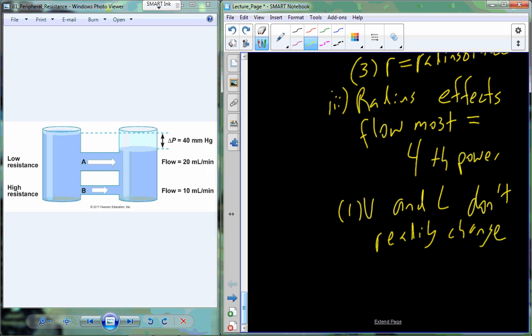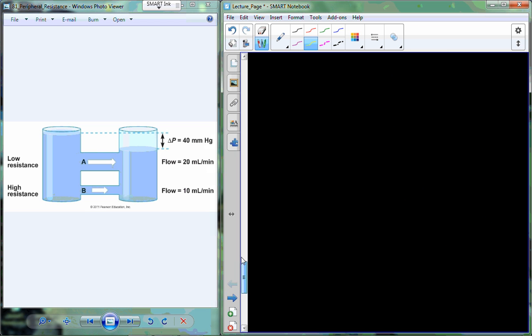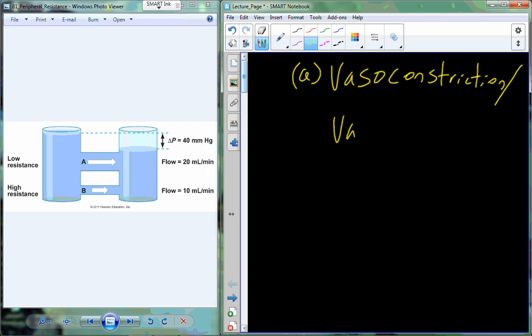So the length doesn't change, the viscosity doesn't change, radius changes. And again, this is vasomotion. Everybody have this? Via vasomotion. So vasomotion is the idea that the vessels change their size. Two types of vasomotion, vasoconstriction and vasodilation. Vasoconstriction, as its name sounds, is a reduction in the radius size, and vasodilation is an increase.